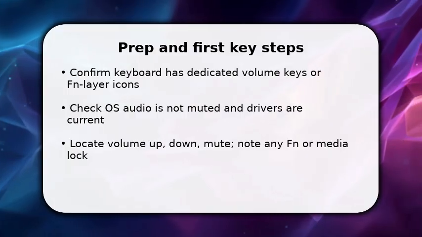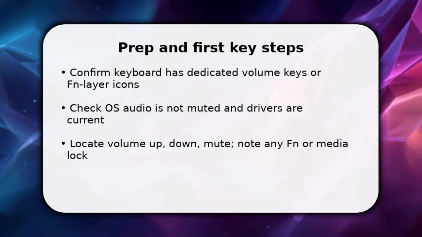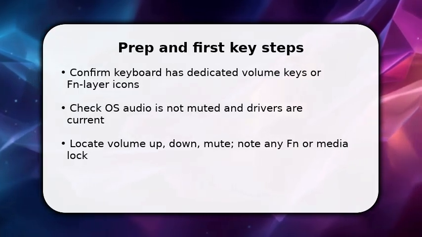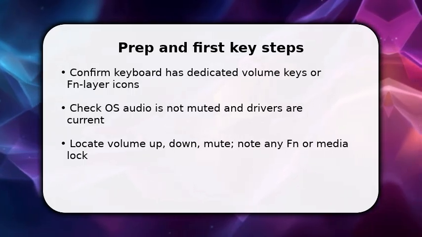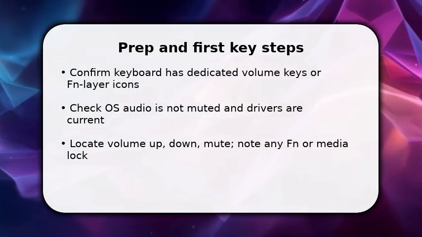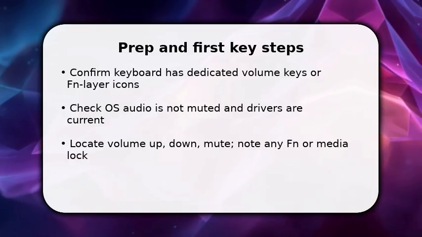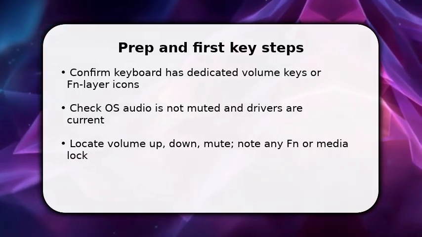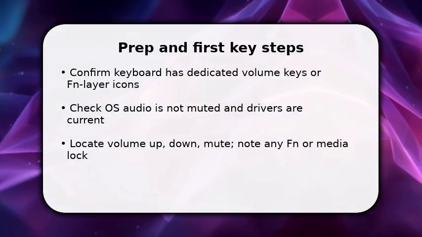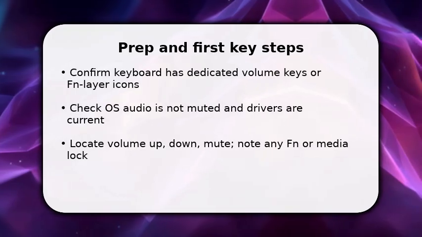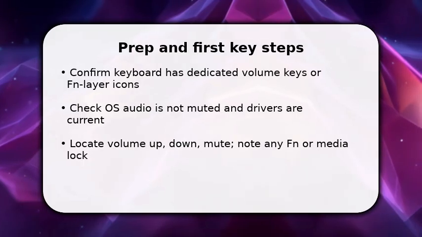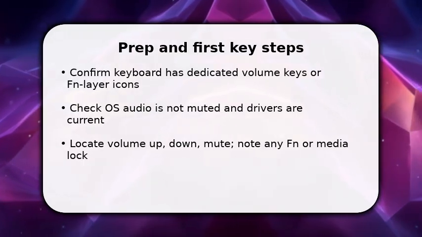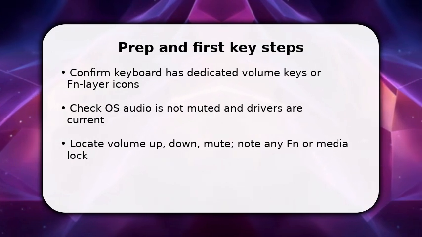You start by checking hardware and system quickly. First, make sure the keyboard physically shows volume up, down, and mute, or that media functions require an FN key. Next, open system sound settings to verify output device and that drivers are installed. This prevents surprises. Once done, press the volume down and volume up keys briefly to see if the OS overlay responds. If nothing happens, hold FN while pressing the media keys to test alternate layers.